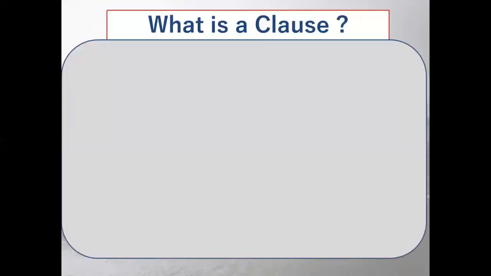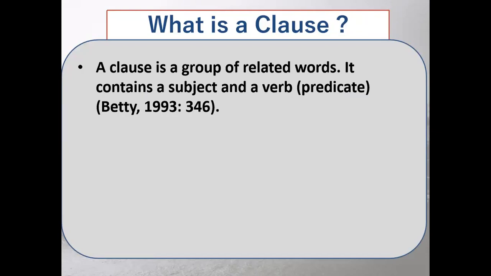Clause. What is a clause? A clause is a group of related words. It contains a subject and a verb. Or in simple terms, we can say a subject and the remaining part of the sentence, which is considered the predicate.